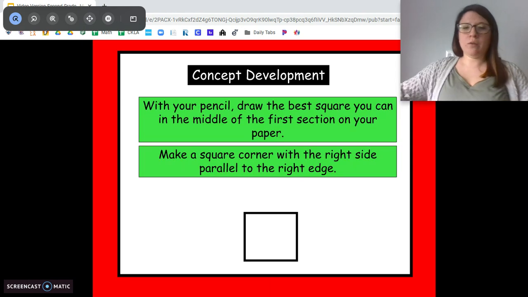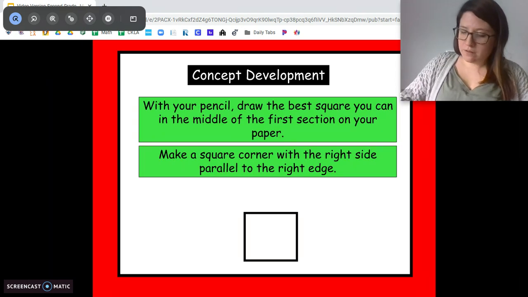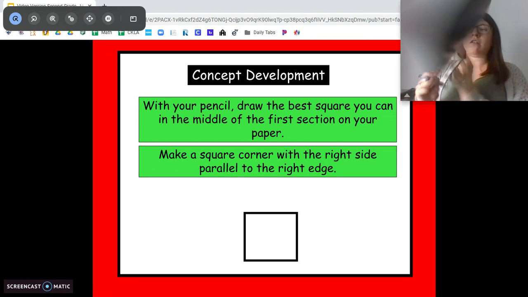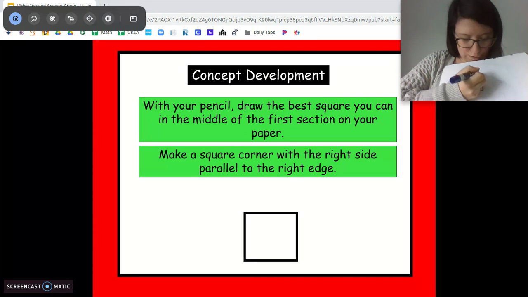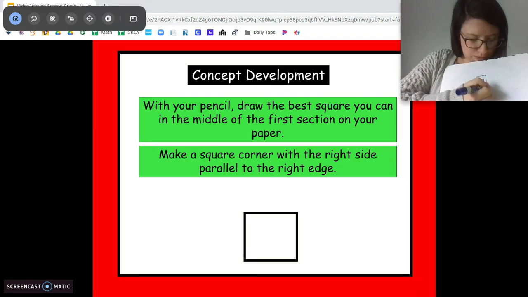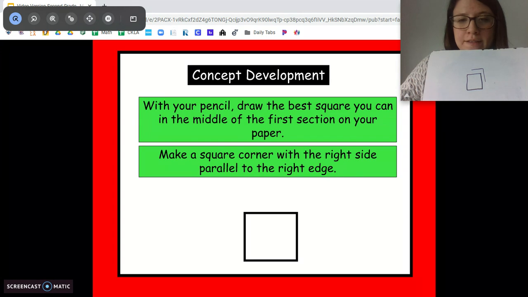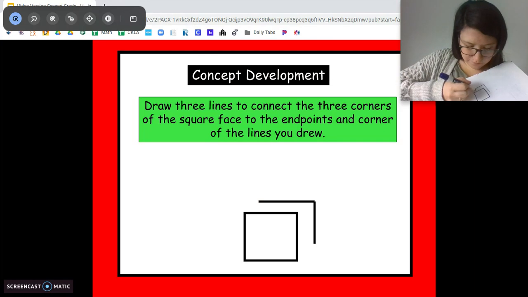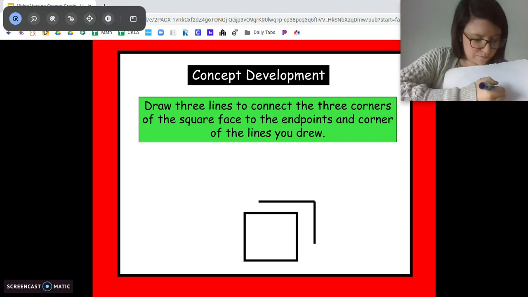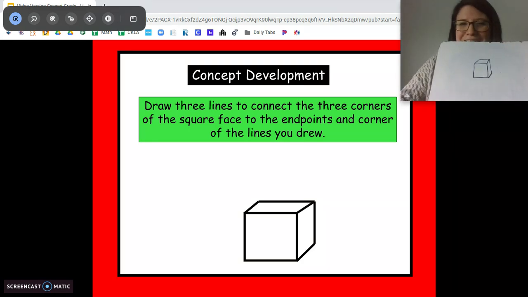All right, so start with a square. Best square you can make. Remember, a square has all square corners and all the lines are the same length. Now, on the right side, we're going to draw 2 parallel lines to the sides, to the edges of our square. Good. Then we're going to connect the corners and the endpoints. So we need 1 there, 1 there, and 1 in the middle. And we've made a cube.